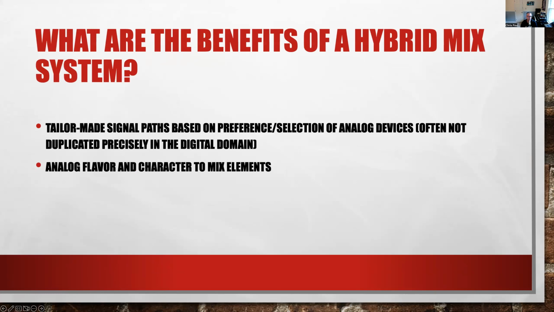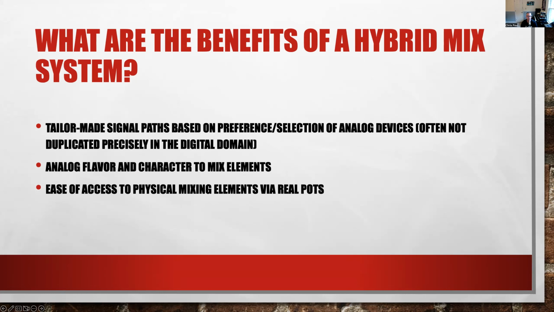Analog flavor and character to mix elements. So what we're talking about there is saturation, things like that, or specific types of saturation and or character that is offered by running things through real metal transformers, tubes, circuitry, and wiring that you're just not physically going to be able to duplicate in any kind of a realistic fashion using things in the software domain only. And then another big benefit, ease of access to physical mixing elements.